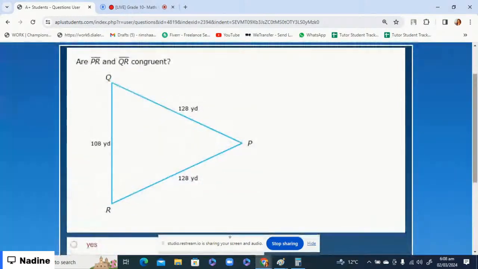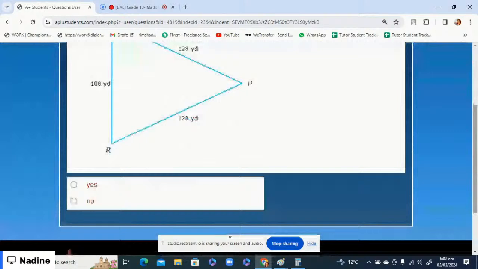PR and QR we are checking. We are not checking PR and PQ. Okay, look here. This is PR. First of all, PR is 128, QR is 108. These both are not the same. Only these two sides are the same. In the question they are saying PR is 128, QR is 108. So these are not the same. So we can say that no.